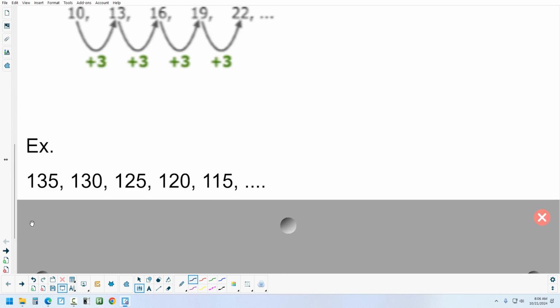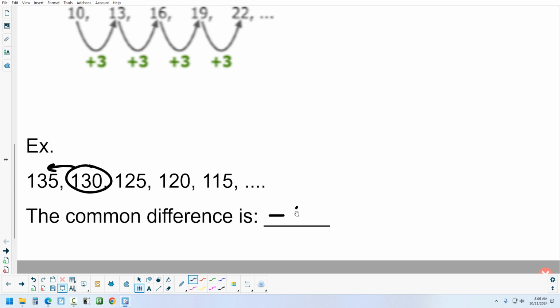But in this one, what's happening to the numbers as we go to the right this time? You're subtracting, it's getting smaller. So this common difference is going to be what kind of number? A negative. So let's try one. Just take any number and subtract the one that comes before it. What's 130 minus 135? Negative 5. Yep. So on the front here it says the common difference is negative 5. Any question why the common difference this time is a negative and not a positive?